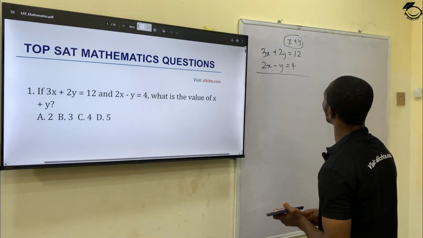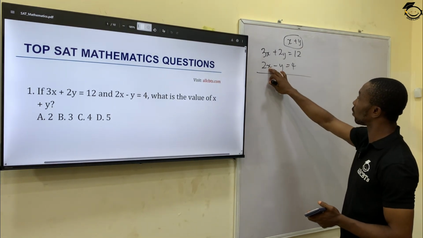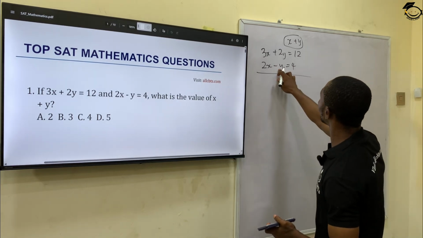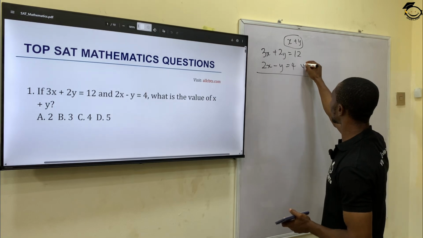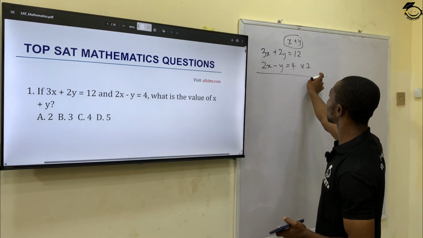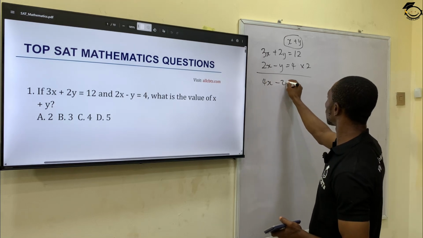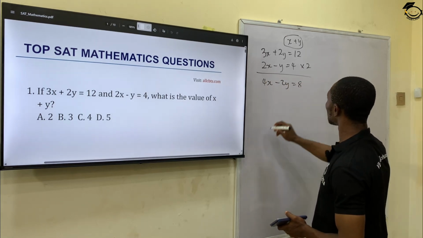So in solving this out simultaneously, we have to make one of our variables equal. All right, let's make y equal. So this will be times 2. Making this times 2, this becomes 2 times 2, 4x minus 2y equals 8.